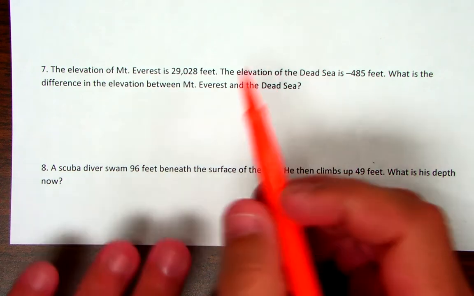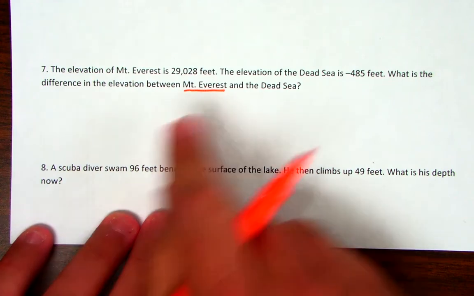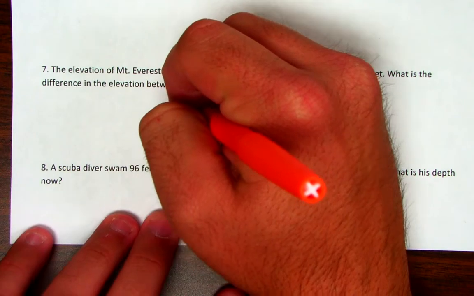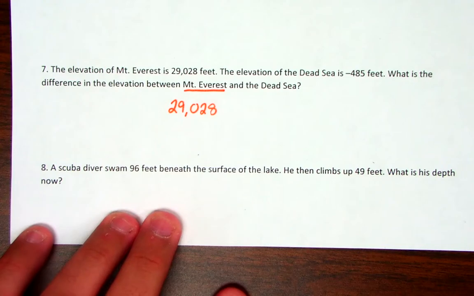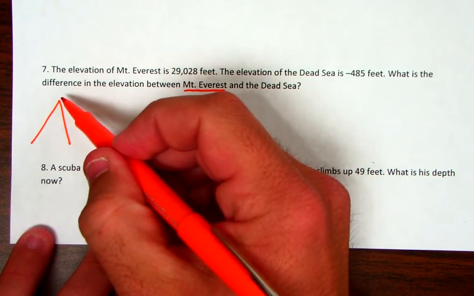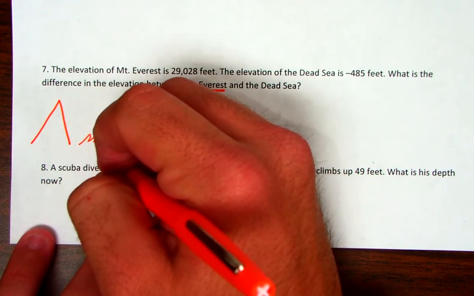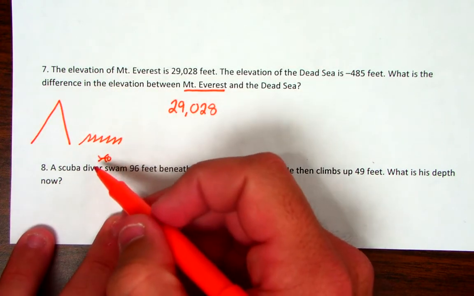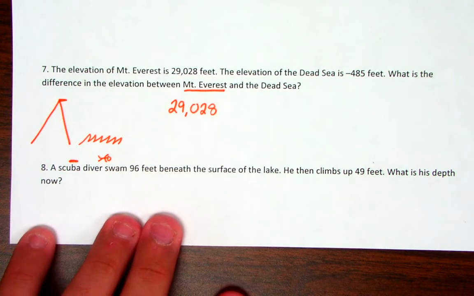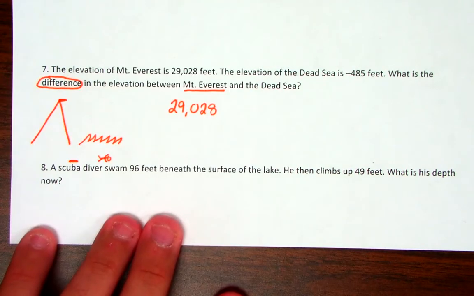Alright, so we have to start with Mount Everest. How tall is Mount Everest to the peak of it? It is 29,028 feet. But it wants to know the difference between the top of the mountain and the bottom of this ocean, where my guy's swimming. What is the difference from here all the way to here? Well, the key word here is difference. The difference means to subtract.